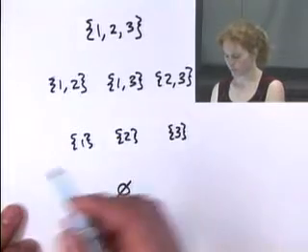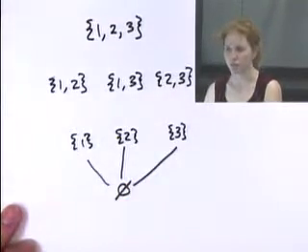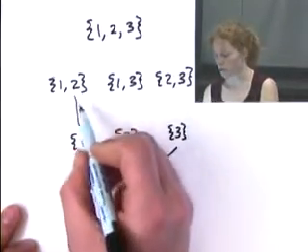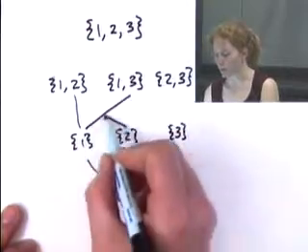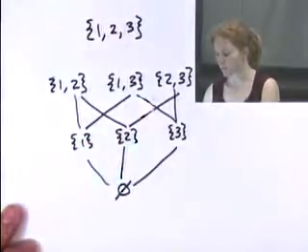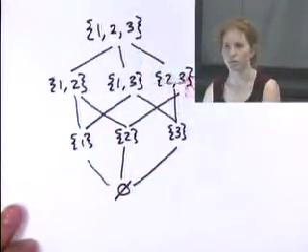Disconnect them. The empty set's a subset of all the things on the next level, right? The set containing 1 is a subset of what? {1, 2} and {1, 3}. And 2 is in {1, 2} and {2, 3}. And 3 is in {1, 3} and {2, 3}. And then all these 2 element subsets are subsets of the total set.